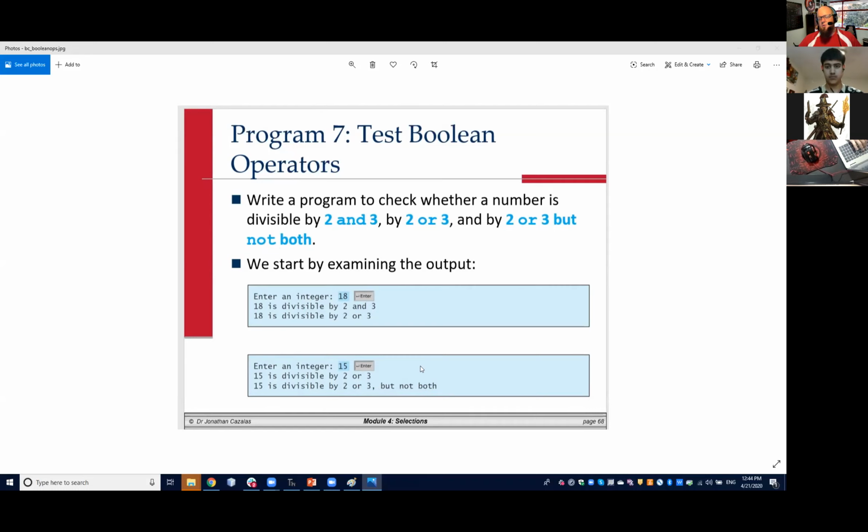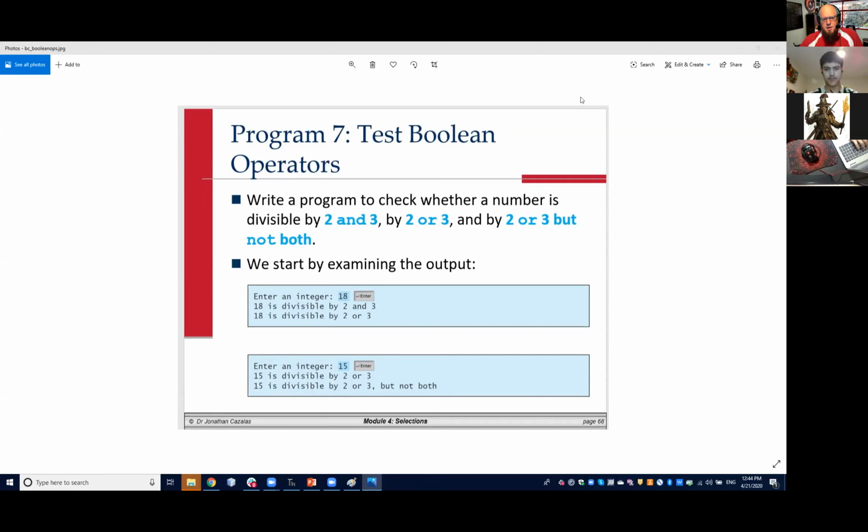Okay, so your code should be three individual if statements, but they're going to be compound if statements using these logical operators, ands and ors that we just covered. So if something, print the integer is divisible by 2 and 3. If something else, print the integer is divisible by 2 or 3. And then finally, if something else, print the integer is divisible by 2 or 3, but not both.